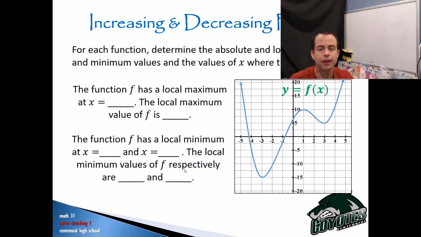All right. The function f has a local maximum. Well, we see that local maximum right here. So that would be at x equals 1, and the value for that would be 10. And then I also have a local minimum at 2 spots. Remember, I need to see a minimum where I have, on either side, I'm changing direction. So I do have a local minimum here, and I do have a local minimum here. Okay, so that would be at -3 and at 3. And then the values would be -15 and 5, respectively.